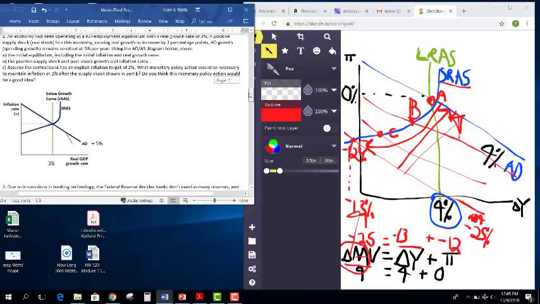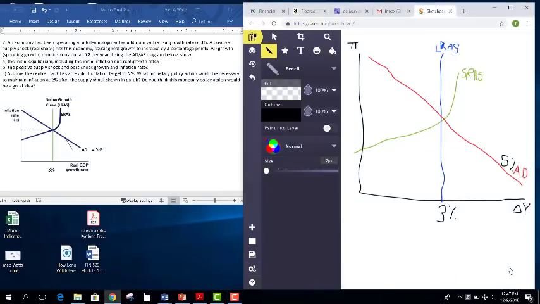Okay, let's move on to number 2. I've gone ahead and set this up here with my primitive drawing technology, and it says this: an economy has been operating in a full employment equilibrium with a real growth rate of 3%. I've got that right here. A positive supply shock, positive real shock hits this economy, causing real growth to increase by 3 percentage points. So we know we're going to go like this. We're starting at 3, we're going to increase by 3, so we're going to wind up at a 6% real growth rate.